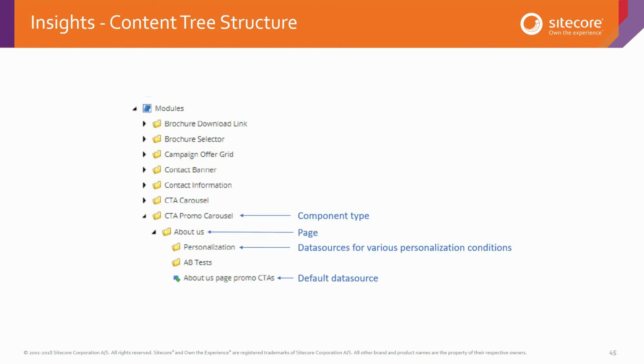Here's another example of it, but this time with a shared repository of data. So again, you've got the default data source, but it's good best practice just to create that A/B test and personalization folder to keep things organized within the content tree.